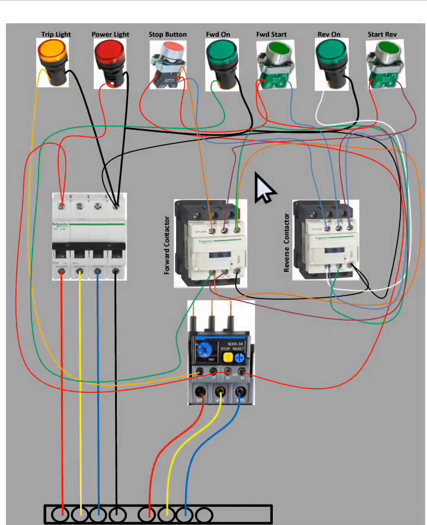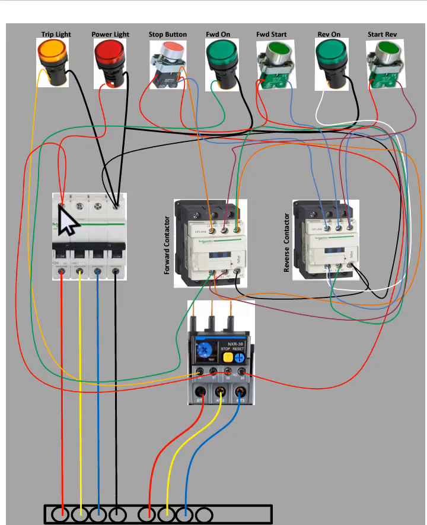So this is the control diagram, the practical diagram of the direct online. When you have an operation that requires forward and backward movement, this is how you will do it. So just follow carefully what you see here.